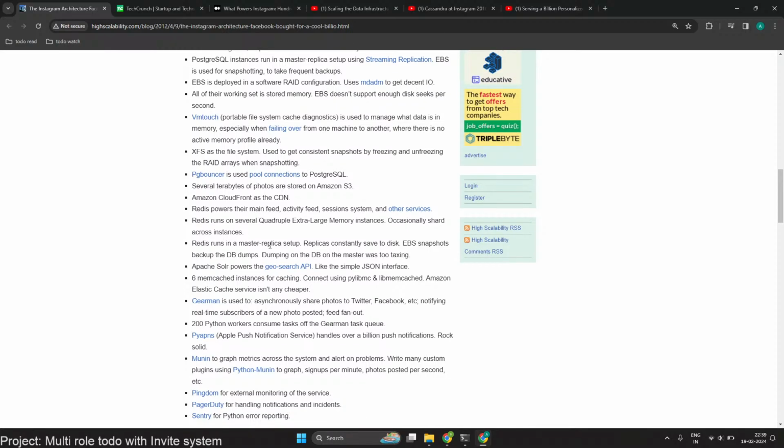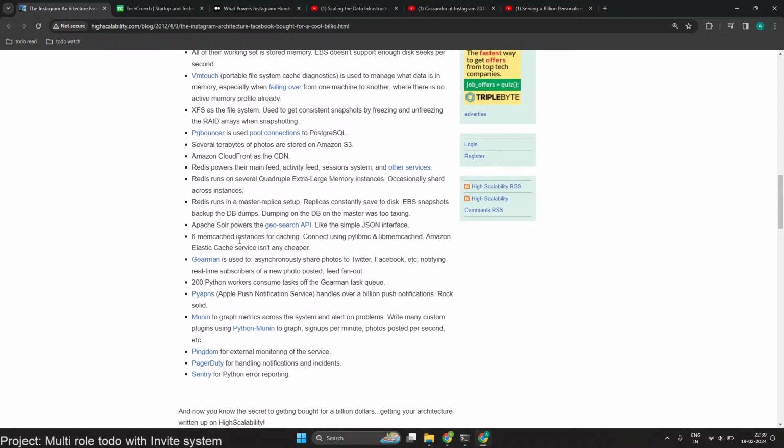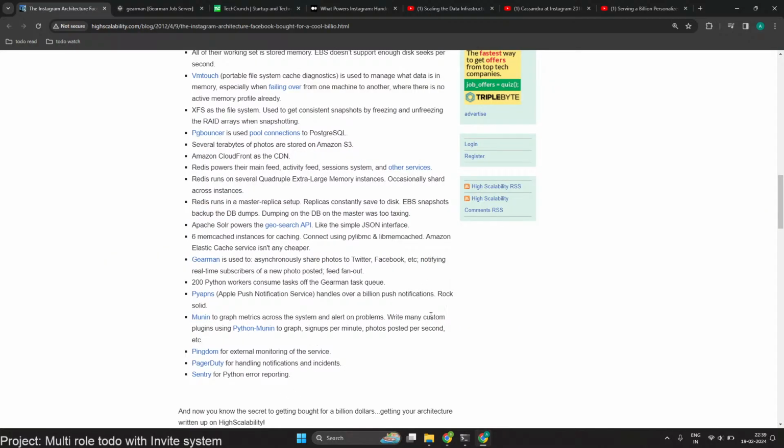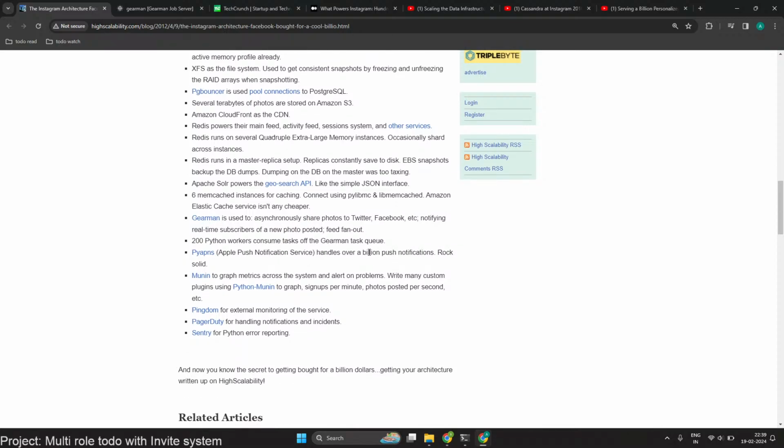Redis runs on several core extra-large instances, and Redis runs in a master-replica setup, powered with a GeoSearch API like a simple in-memory instance for caching. Celery is used to share photos to Twitter, Facebook, etc., notifying real-time subscribers of the new photo posted to the feed, and not only Python work, launching tasks for the task queue for the service, and so a billion blocks.